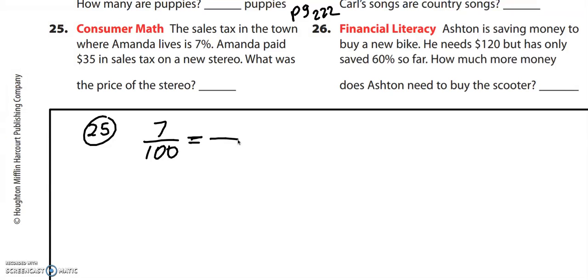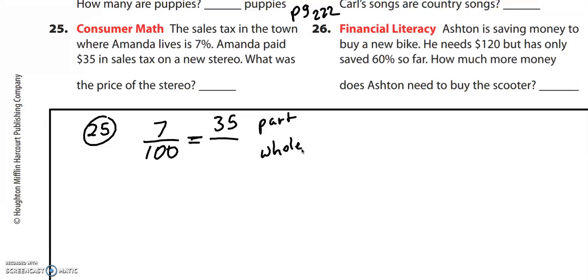Is $35 the part or is $35 the whole? Well, it says that she paid $35 in sales tax, and we don't know the price of the stereo. That means we know the part, the tax she's paid. What we don't know is the whole price of the stereo. It's really important that you understand the part and the whole relationship here.